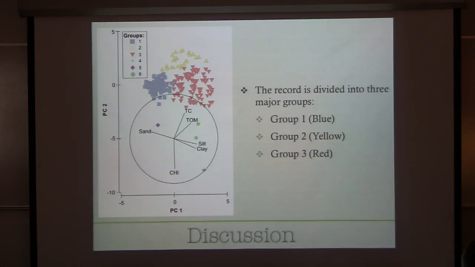So we kind of pushed those to the side. And to figure out the three main groups, we first looked at grain size, since that's our dominant signal, and then used the other proxies to help back up those interpretations.